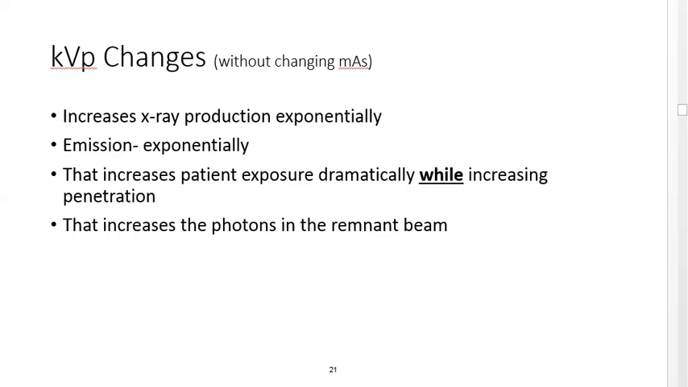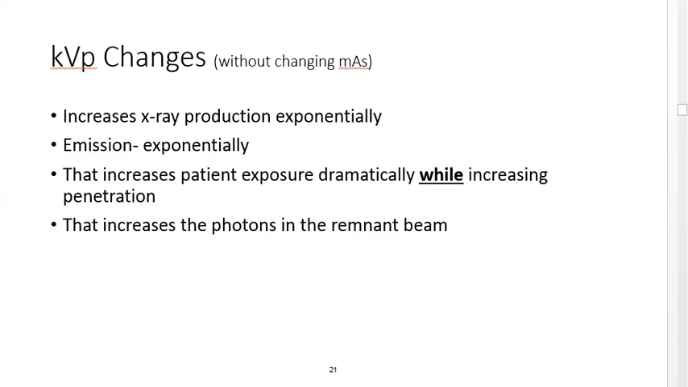So KVP changes without changing mass. It increases X-ray production exponentially. It increases emission from the X-ray tube exponentially. That increases patient exposure dramatically while increasing penetration. Now, that bears a little bit of explanation. We tend to say that high KVP techniques are a lower dose for the patient.